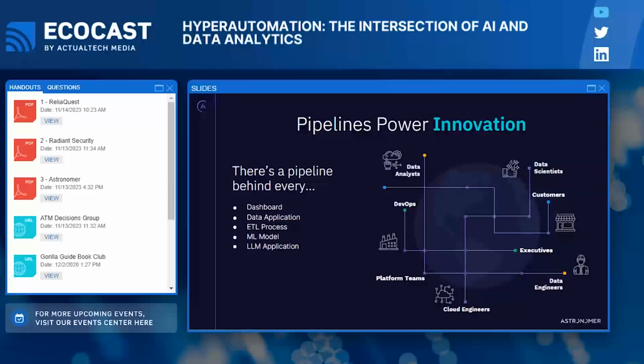So in the modern dataverse, there is really a pipeline behind every single process, every dashboard that a data analyst is whipping up for an executive team. That data has probably gone through 9 different steps, from extraction to cleaning, to ingestion, to actually being surfaced in that dashboard.